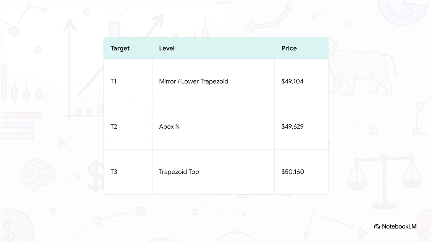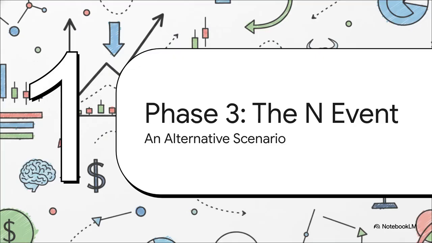So, we have our entry plan. What about the exits? The model set 3 crystal clear price targets from the very beginning. T1, which is the mirror level, was at 49,104. T2, at a point called Apex N, was sitting at 49,629. And the big one, T3, the trapezoid top, was set way up at 50,160.